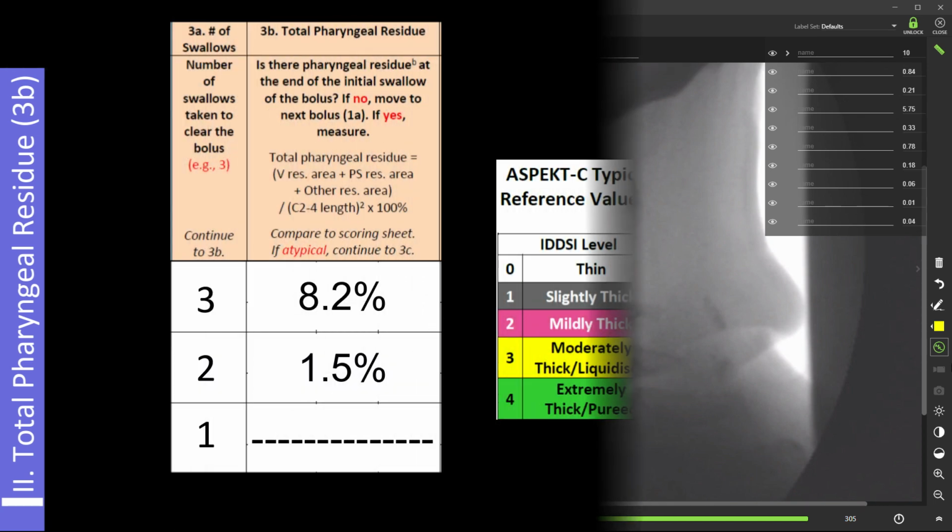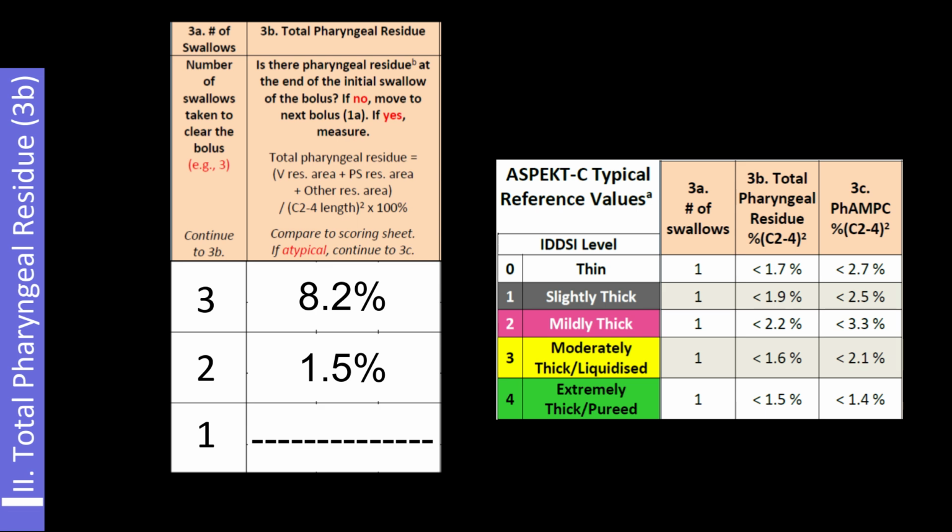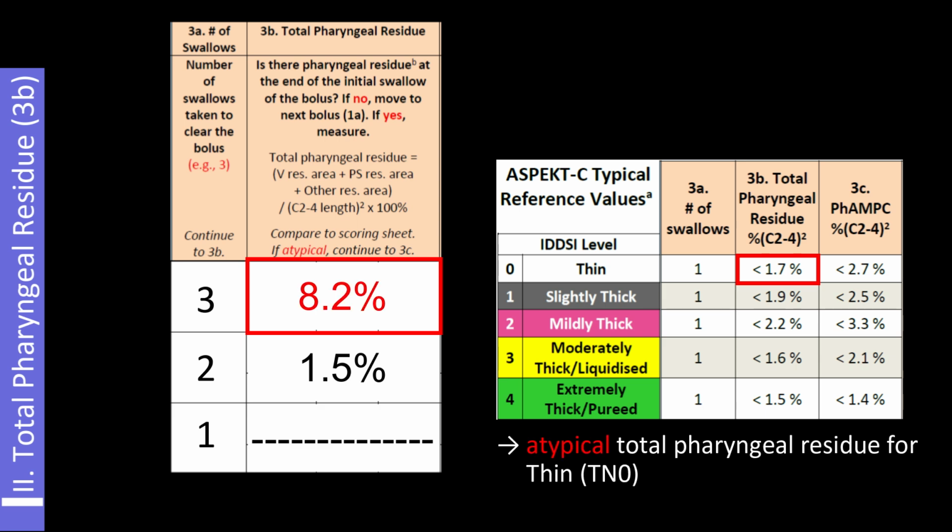Once the entire study has been analyzed, identify and compare the worst value for each consistency under column 3B from your worksheet to that in the typical reference values table in the scoring sheet to determine if the amount of pharyngeal residue was typical or atypical for that consistency.